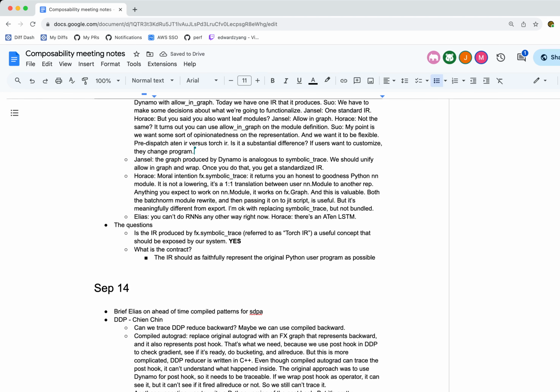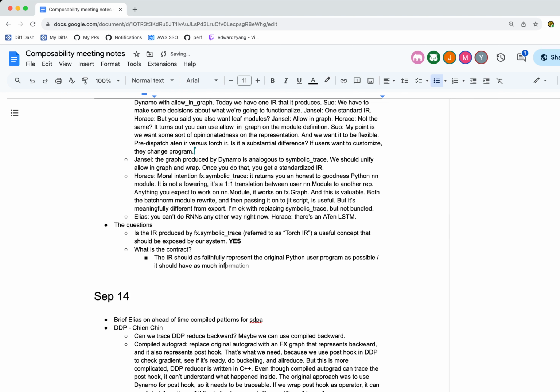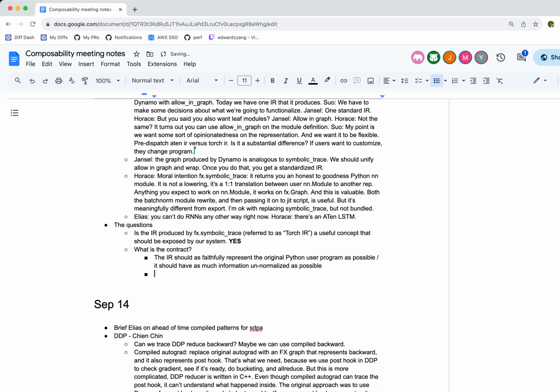So if there is a way to swap between calling something with kwargs versus not kwargs, you should still represent that. There is no normalization that goes on, because normalization destroys information. So another way of encapsulating this is it should have as much information unnormalized as possible. Do people agree with this part of the contract? Does anyone disagree with this part of the contract? Okay, can people tell me what other parts of the contract are based on the discussion we had?